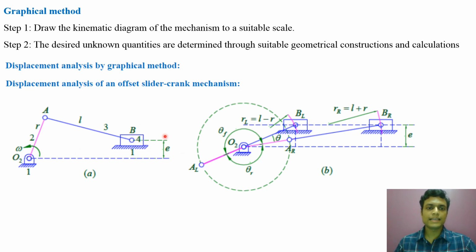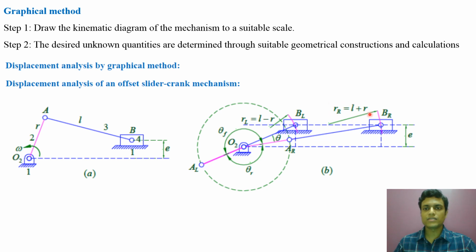So how to find the extreme right position of the slider? Let us take O2 as a reference point. At the extreme right position of the slider, what will be the distance of the slider center from O2? That is nothing but R plus L. So when the crank and connecting rod are collinear and one after another, then the slider will reach the extreme right position. So what we will do? We will take radius R equal to L plus R.